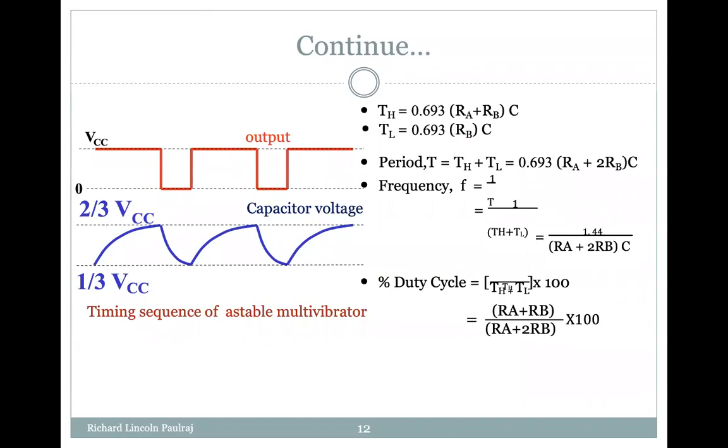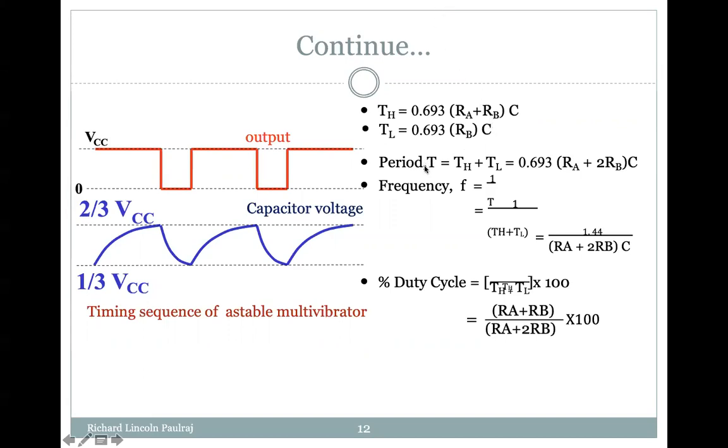So if you have to explain the astable operation, TH, which is nothing but the time period when it's high, and TL, the time period when it's low. TH is 0.693 times (RA plus RB) into C, and TL is equal to 0.693 times RB into C, because the discharge is happening via RB and the charging is happening via RA and RB, the combination of both.